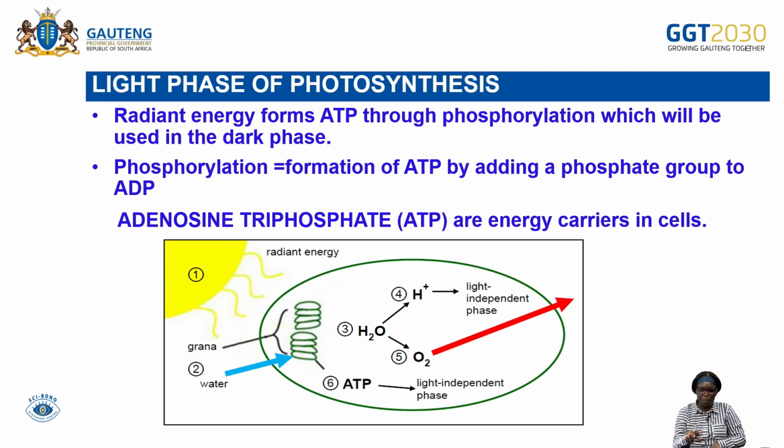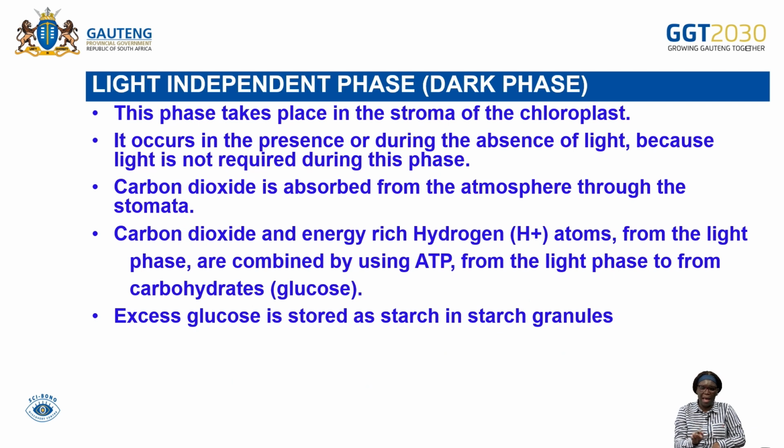Radiant energy now becomes phosphorylated, meaning that the ATP got an extra phosphate. It was ADP together with a P, then it became energized, gaining an electron to be ATP. Then this ATP is known as the energy carrier in the cell.